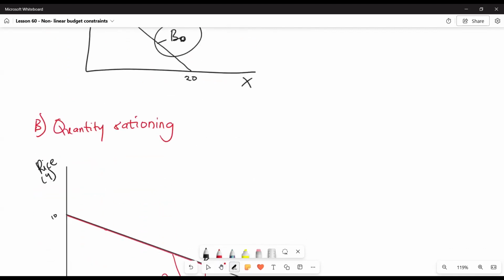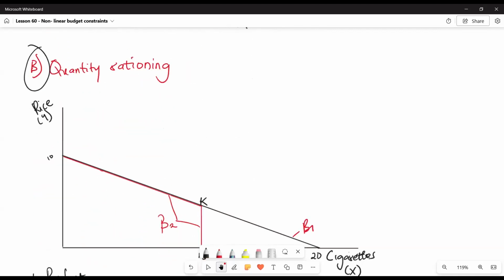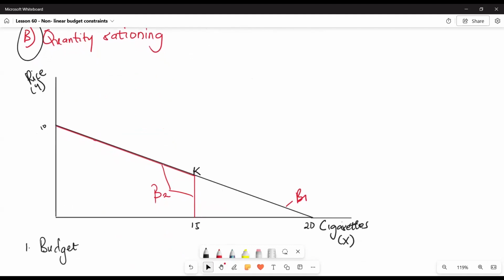The first example we are going to look at is quantity rationing. Assume a government policy that allows only a certain quantity of a good to be bought for a particular period. An example of this is if a government regulation limits the purchase of, say, cigarettes to 15 packs per month. Now, how does this regulation affect the budget constraint?